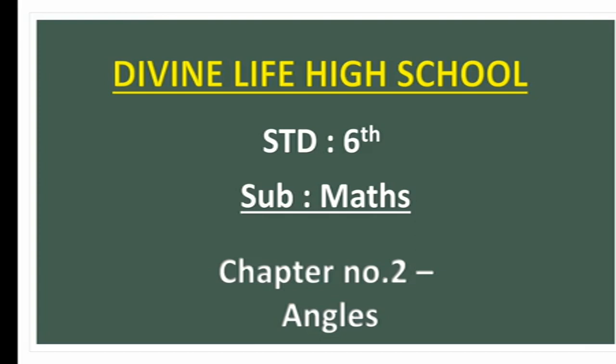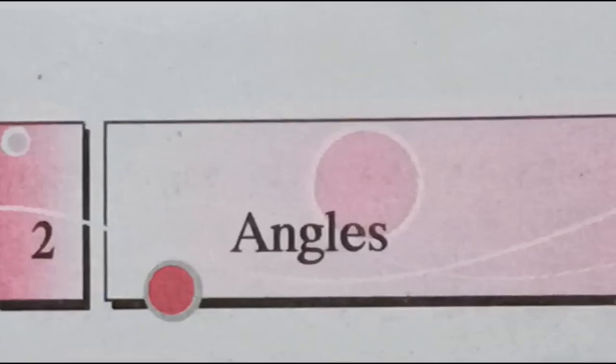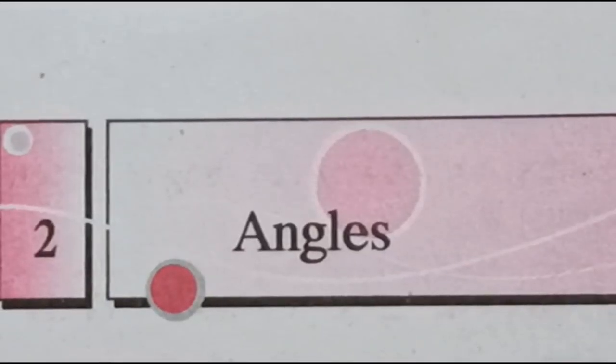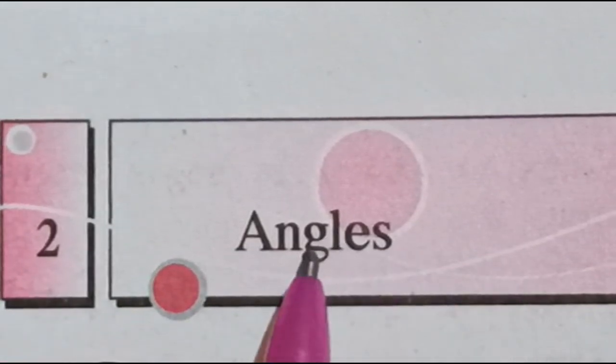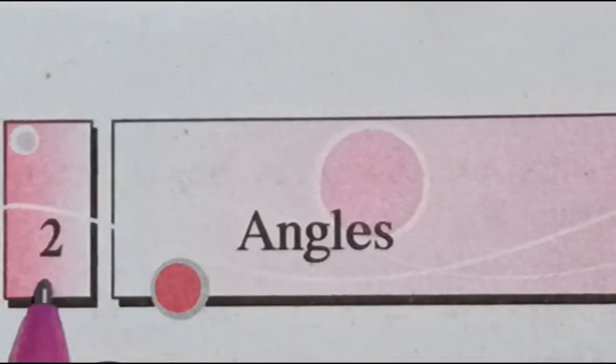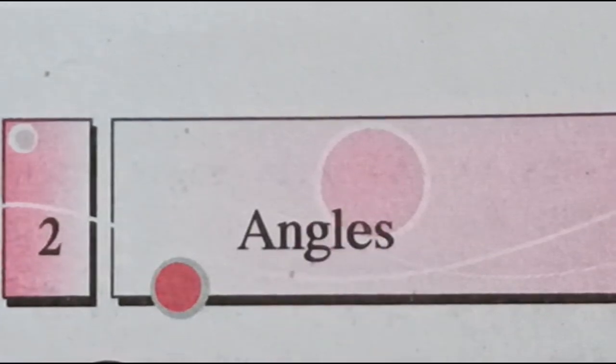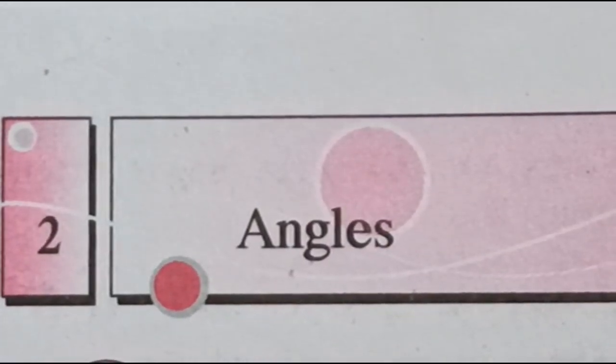So everybody will open their maths textbook, maths notebook and combined book number 1, and pencils in your hand. Now students, we are going to start with a new chapter, that is chapter number 2, angles. It is there in your textbook page number 6. You will open your textbook page number 6.